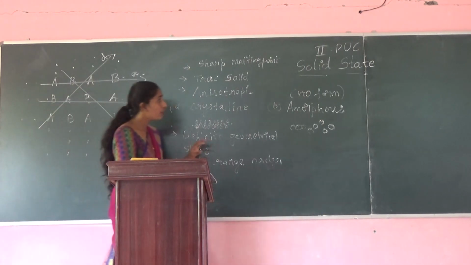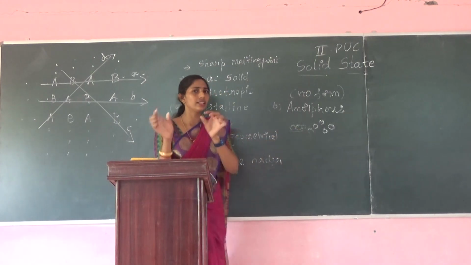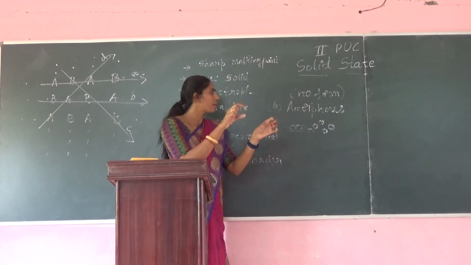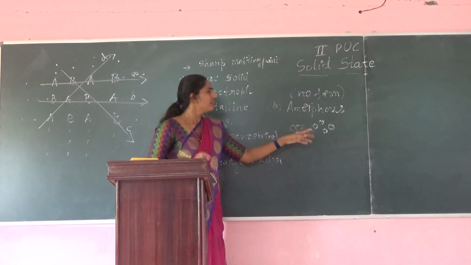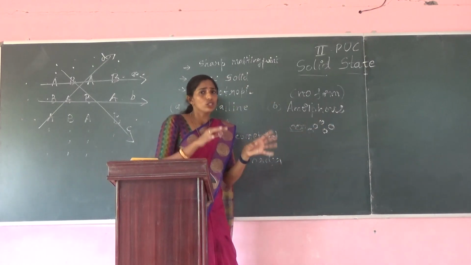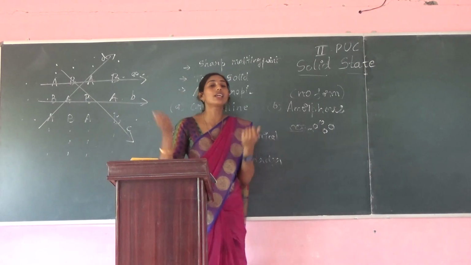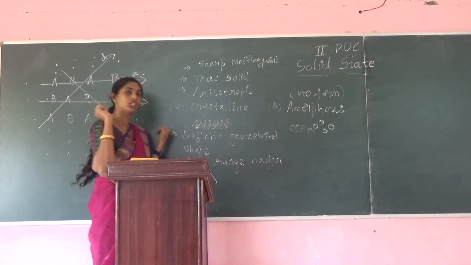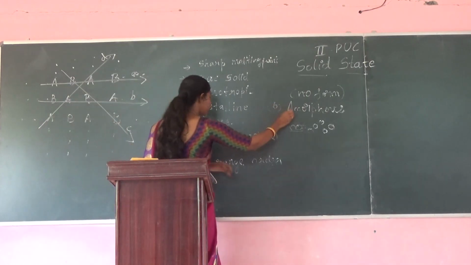In case of the amorphous solid, to a certain distance we can see the definite arrangement of the constituent particles. Then again irregularities can be observed. Then again you can observe the regularity, again irregularity. So throughout the solid we can say that there is totally irregularity in the arrangement of the constituent particles. Okay, so amorphous solids.